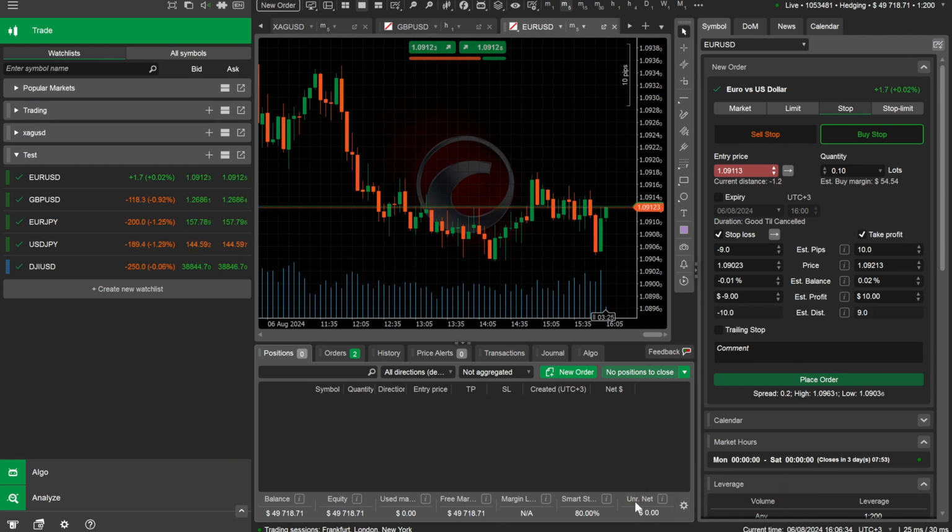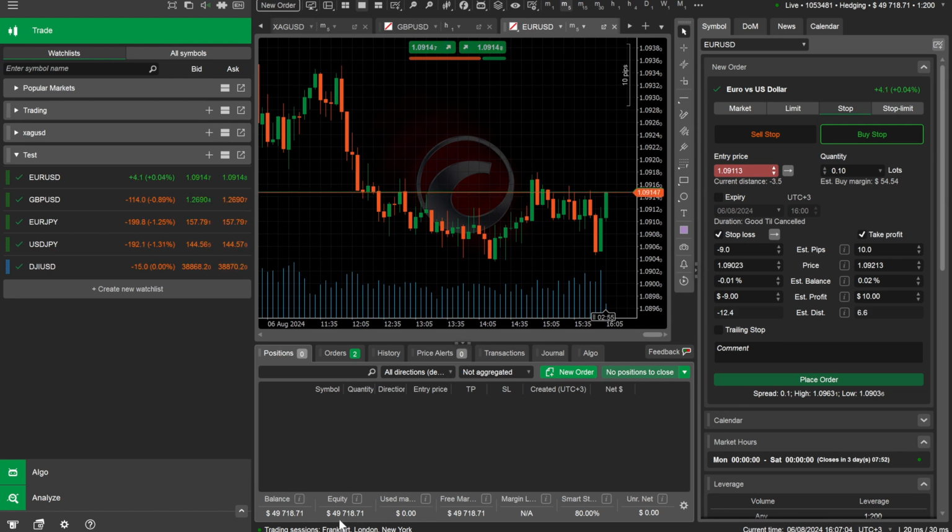And because I don't have any trade open, here where it says unrealized net P&L, it says 0. So when there's no trade open, balance, equity, and free margin will look exactly the same. So I have $49,718.71 in my trading account, and it's exactly the same amount in equity and free margin.